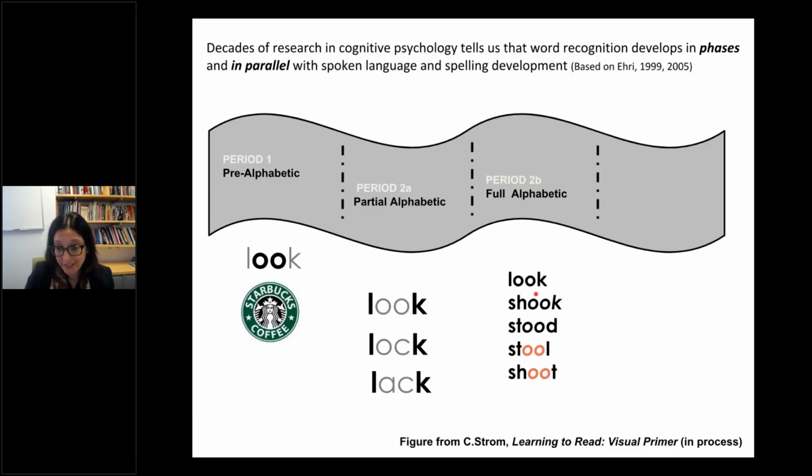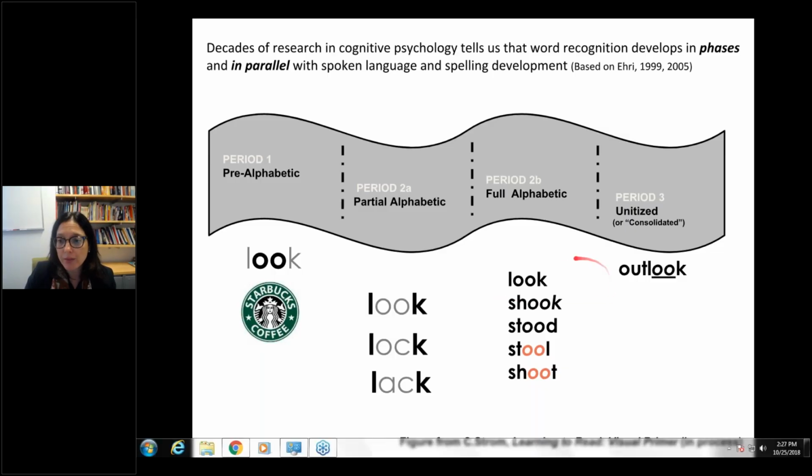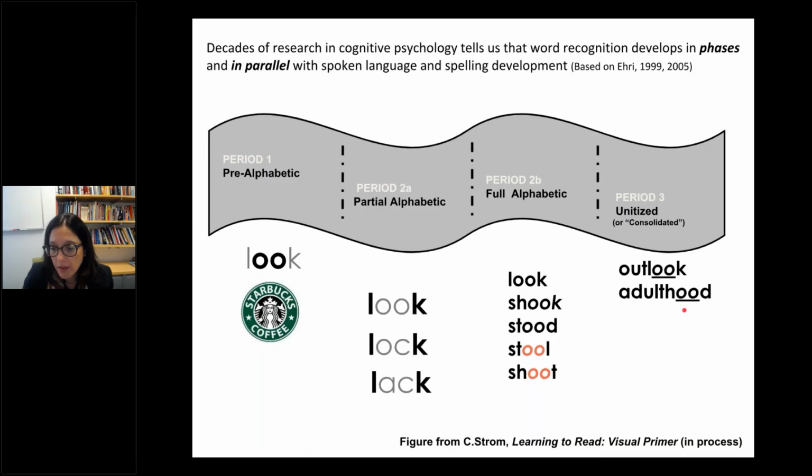The final period really is period 3, which is called the unitized phase, sometimes called consolidated. And that's really where kids are working on multisyllabic words. So now they've read look, they can read it automatically, but now they're analogizing and going even further and reading words like outlook and adulthood and bookshelf and aloof and kookaburra, right?